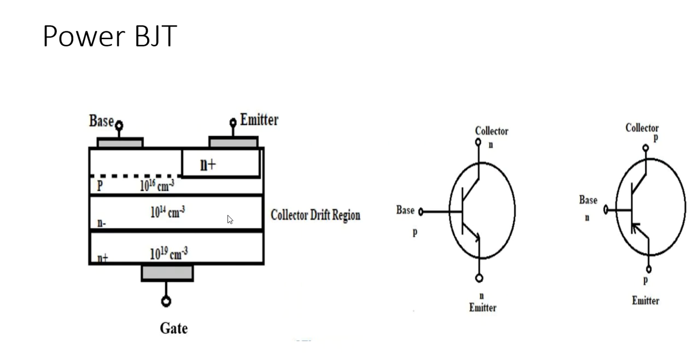When we say power BJT, it means it requires a high amount of voltage and current for the device to conduct. The collector drift region demands that high voltage and high current. All the N plus regions denote high doping concentration. Whenever the doping concentration is increased, the current also increases and the voltage required also increases. The demands increase when it comes to power BJT. Here the symbol of power BJT is the same as that of a normal BJT, for NPN transistor and PNP transistor.